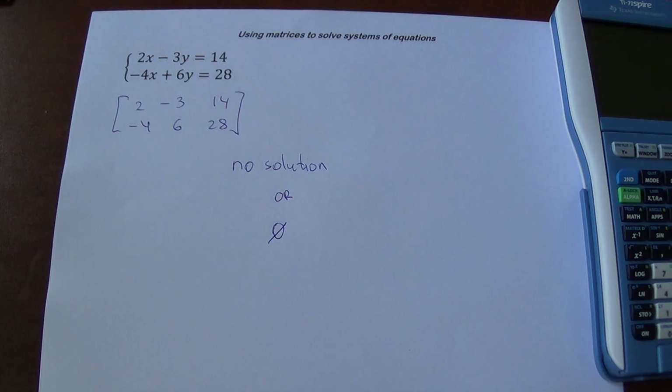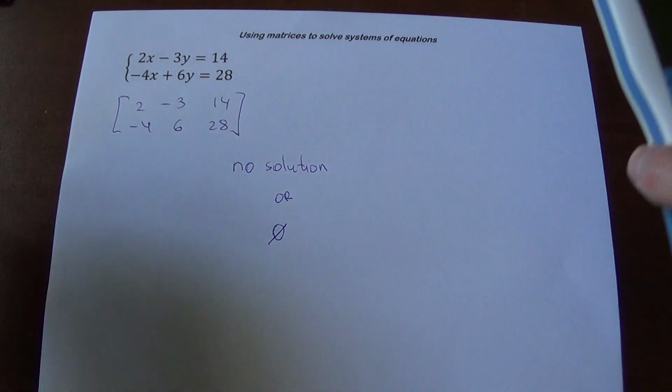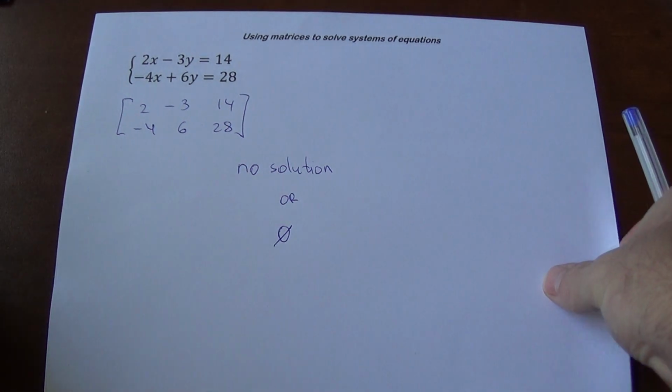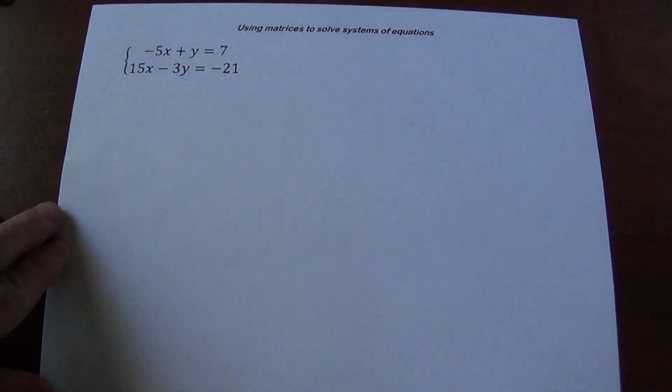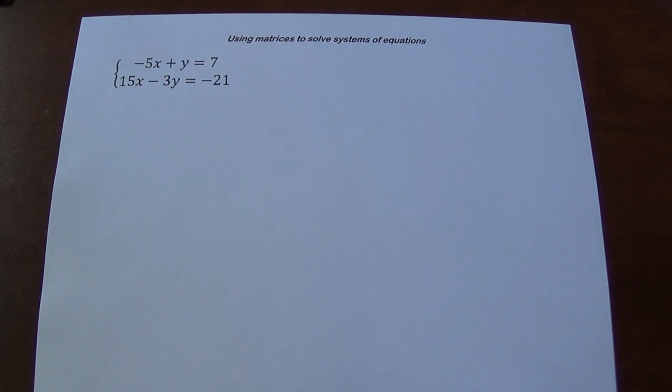If you were to solve this by hand, you would get the same exact thing. You're going to end up with a false statement. Now we're going to take a look at another problem, a slightly different outcome. We have this system of equations: -5x plus y equals 7 and 15x minus 3y equals -21.